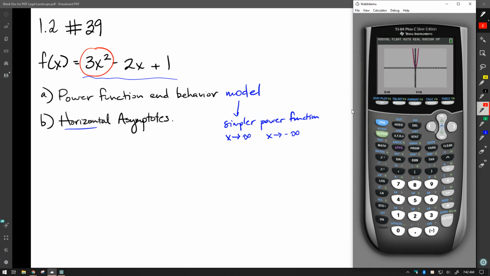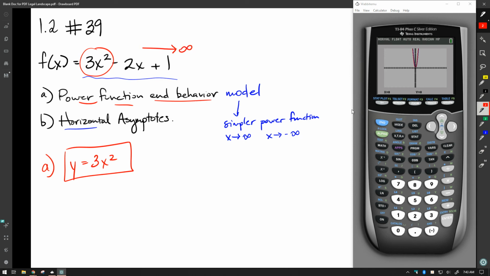So what we say is, for part A, y equals 3x squared is our power function end behavior model, because as x grows very, very large, or very, very large but negative, this function models the behavior of this function. Now, for part B, are there any horizontal asymptotes? Well, no, because this function continues to grow without bound toward infinity and negative infinity. So we'd want to say none there, and that's number 39.